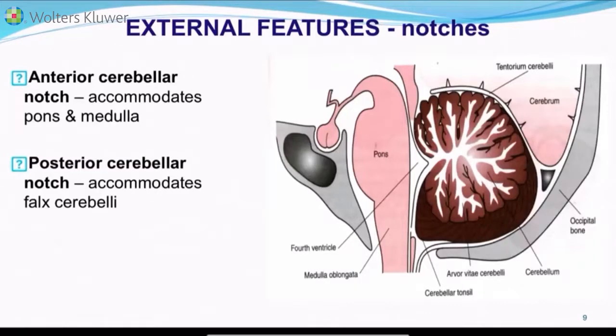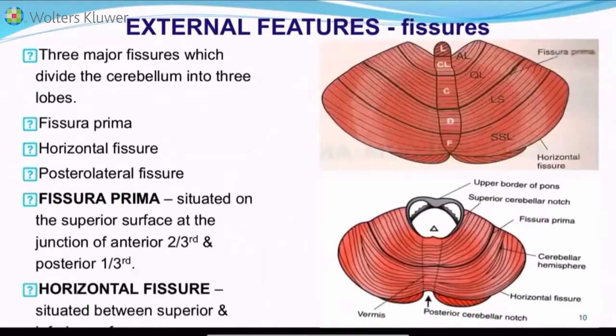Inferior surface presents a deep notch, the vallecula, that separates the two cerebellar hemispheres. Two notches: anterior cerebellar notch accommodates pons and medulla. Posterior cerebellar notch accommodates a small dural fold known as falx cerebelli. Three fissures which divide the cerebellum into three lobes. Fissura prima is situated on the superior surface at the junction between the anterior 2/3 and posterior 1/3. Horizontal fissure is situated between superior and inferior surfaces.